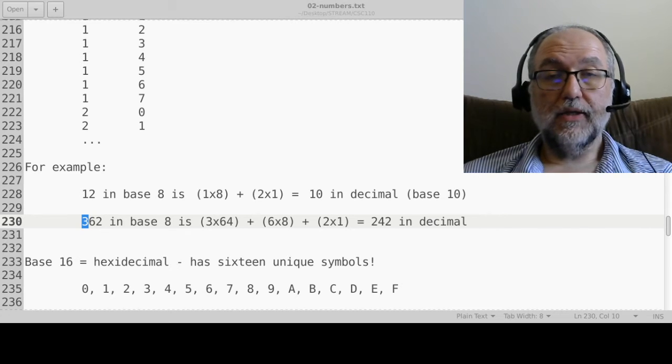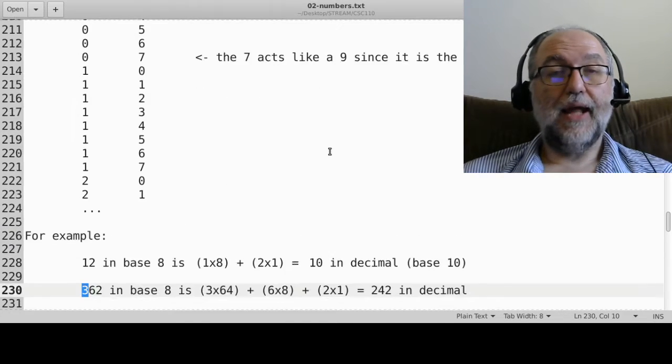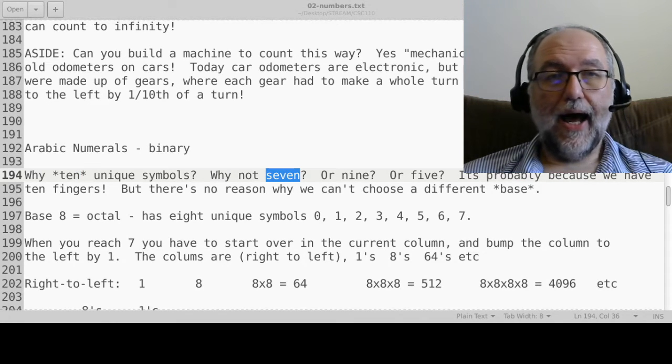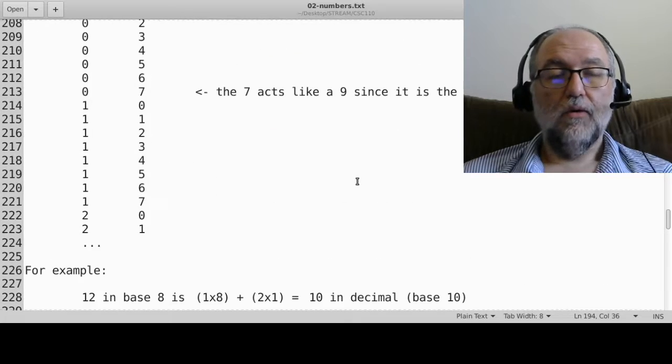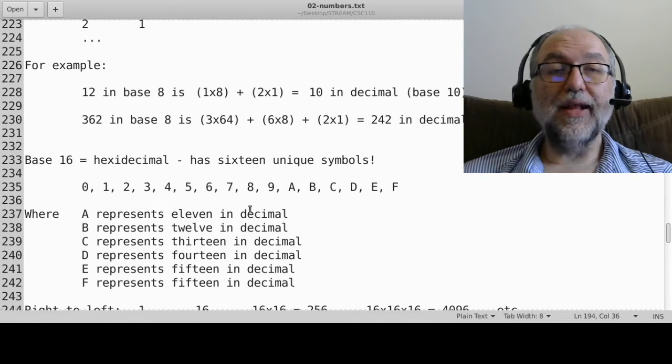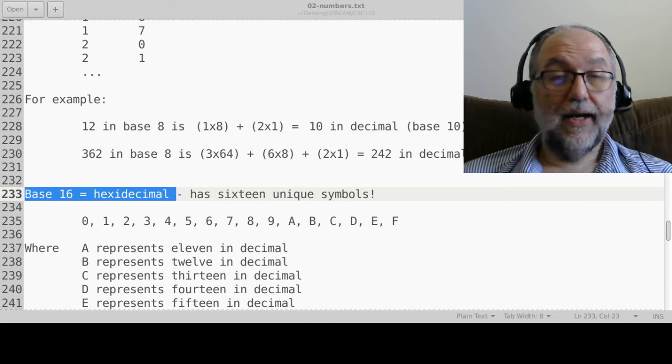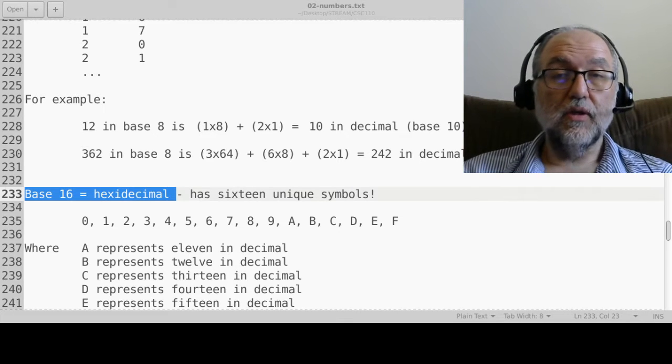Now, you might say, if you get that, well, like at the beginning I said here, why 10? Why not 7? Why not 9? Why not 5? Well, you know what? Why not more than 10? Can we do more than 10? And the answer is yes. There's no reason why you have to only use the unique symbols 0 through 9. You can add new symbols.